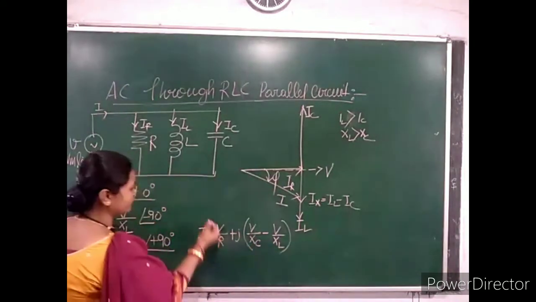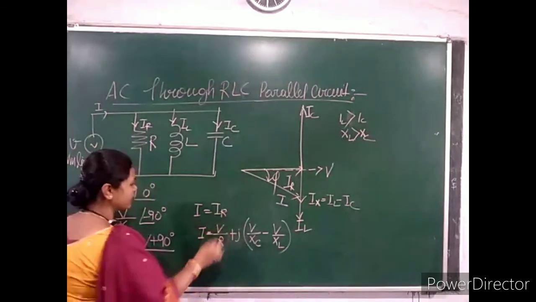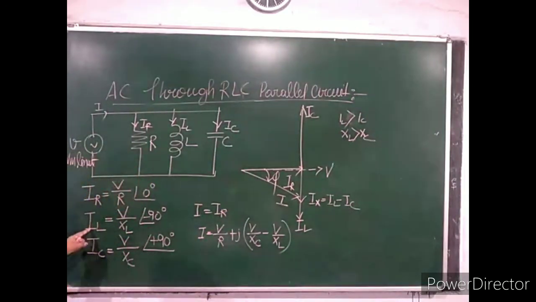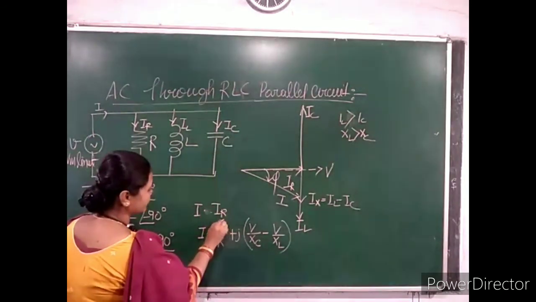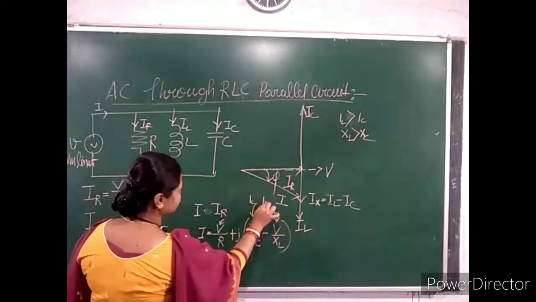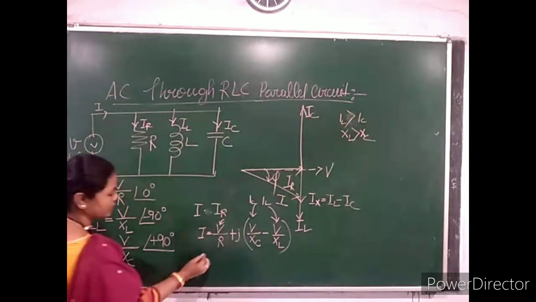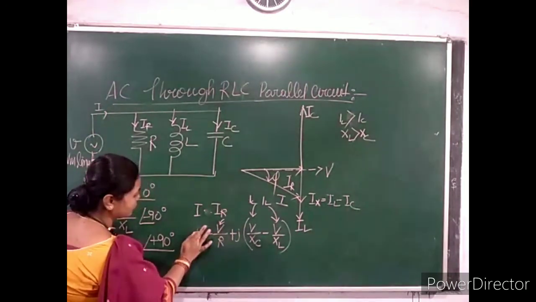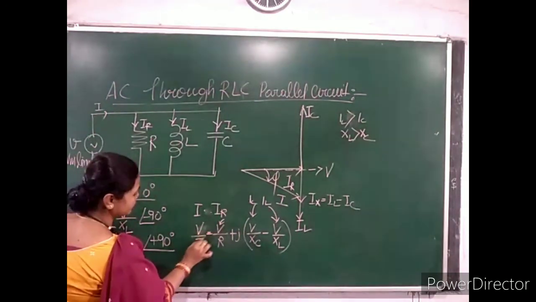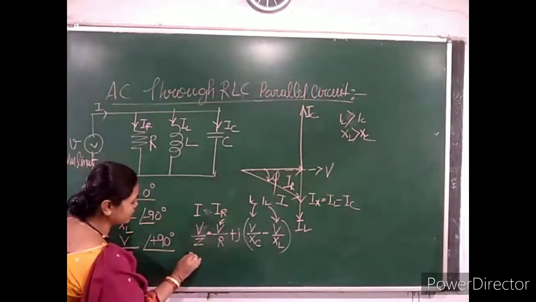How do I put this formula? You know that I is equal to the phasor sum of IR plus IL plus IC. This one is the IR, this one is the IC, this one is the IL. And what is I? V by Z.